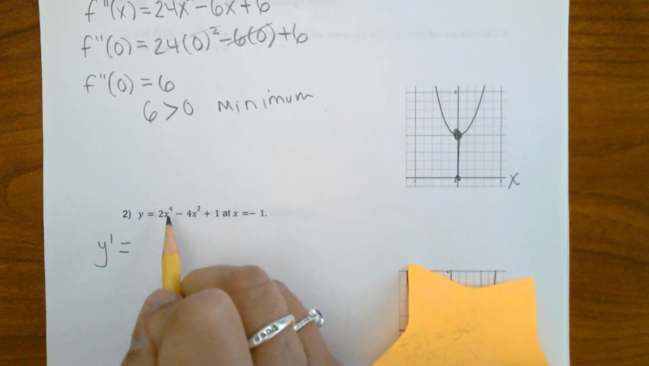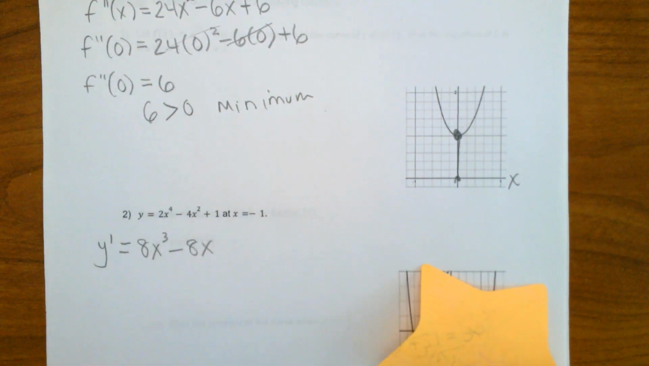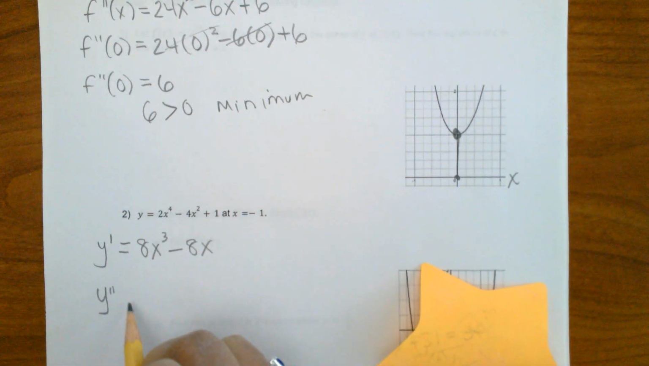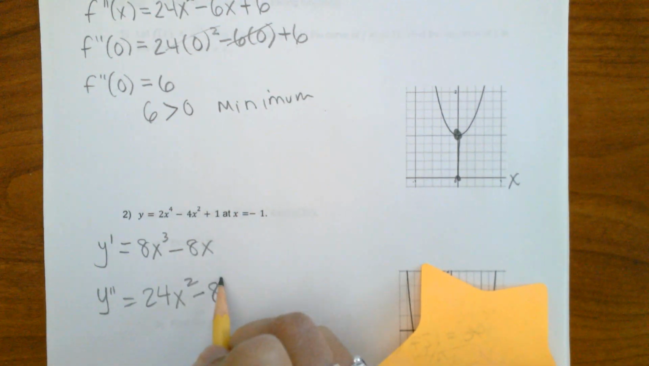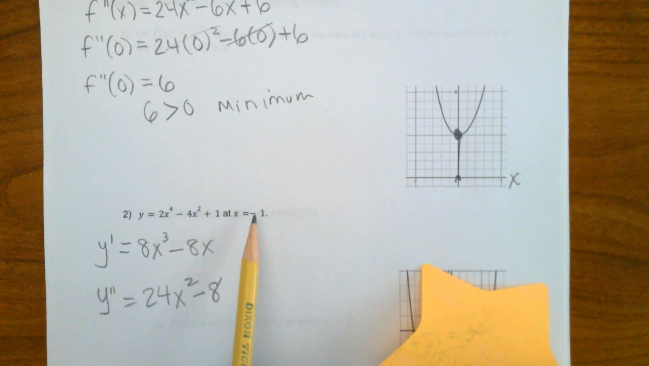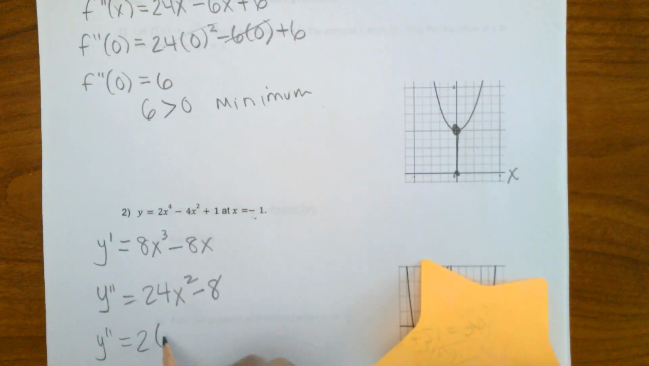y prime equals 8x to the third minus 8x. Okay, let's take the second derivative. So doing it again, 24x squared minus 8. Now we need to know at x equals -1, so we have to substitute -1 in. Does it have a local min or max?